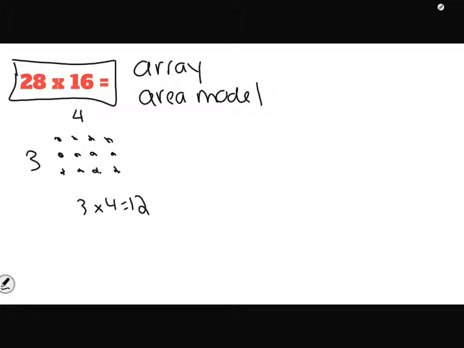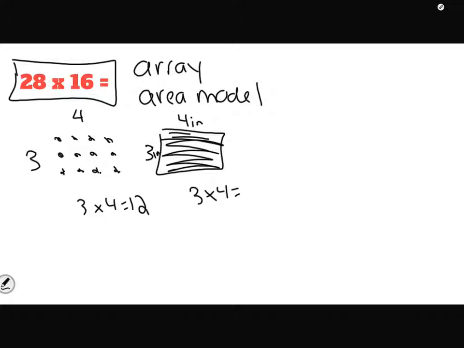3 times 4 equals 12. And realistically, in 3rd grade, you should have learned that if I have a square and I want to figure out how much is inside of that, and I have 3 inches by 4 inches, I can just do 3 times 4 equals 12 inches squared. And the reason is when we do area, we are actually seeing how many squares we can fit inside there, which goes along with an array.